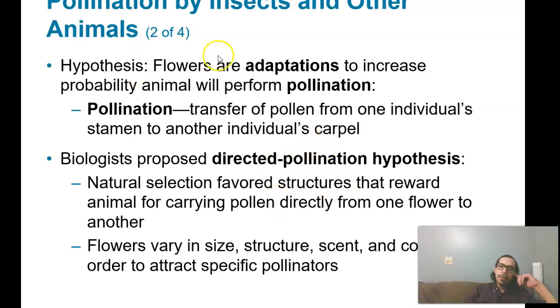So a hypothesis was that the flowers were adaptations to increase the probability that animals would perform pollination. Pollination is when the pollen from one individual is transferred to another individual. So biologists propose the directed pollination hypothesis. This is where natural selection favored structures that reward animals for carrying pollen directly from one flower to another. Okay.